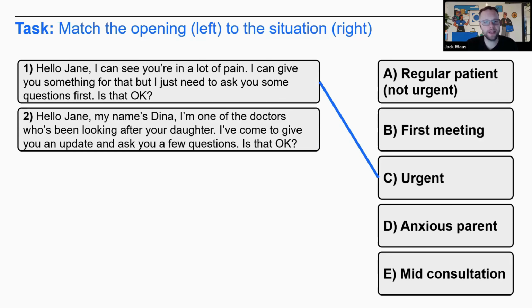Now I have a second one here. "Hello, Jane. My name is Dina. I'm one of the doctors who's been looking after your daughter. I've come to give you an update and ask a few questions. Is that okay?" So how do we describe this interaction? What do we think here? Go ahead and take some time to think about this one. Which letter would you use to describe this one?